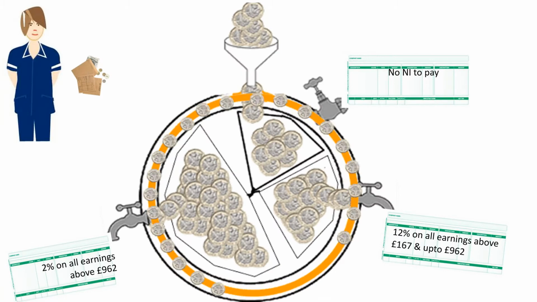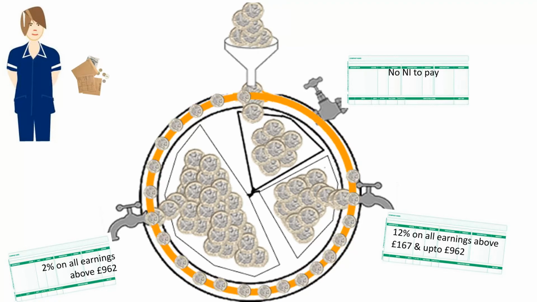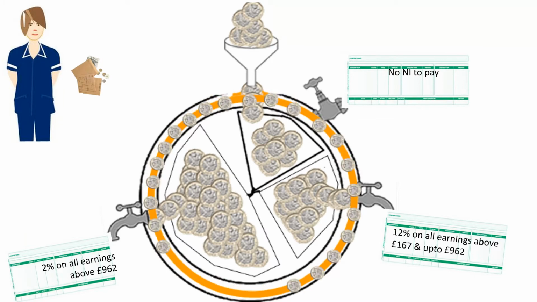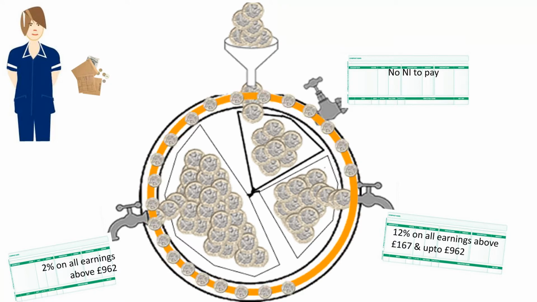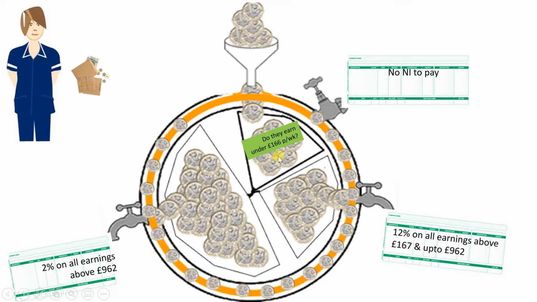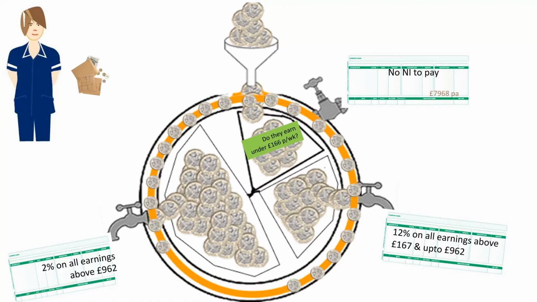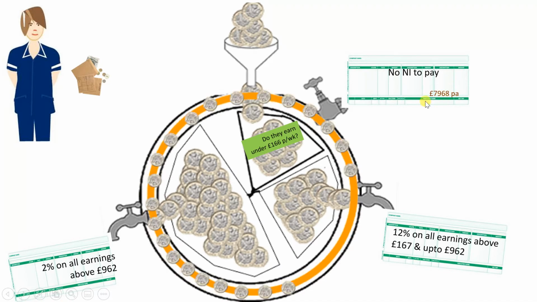Now, if you remember, Amy earns £120,000 per year, so you can see that she's got enough salary to fill all three portions of the national insurance spinner. So let's go through and look at what that means for Amy. On the first portion, do they earn under £166 per week? Well, no, she earns over, but she still gets that portion of no national insurance. She still has £7,968 of that whopping great big salary, £120,000, where she doesn't pay national insurance. And so we plough on.